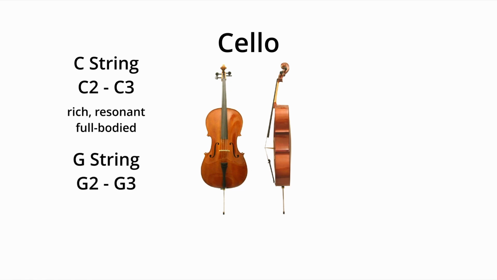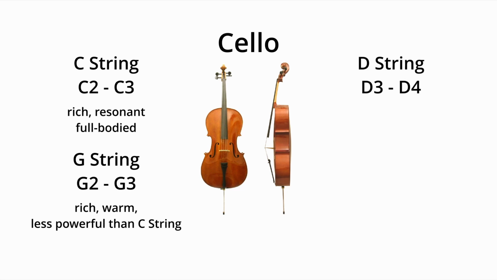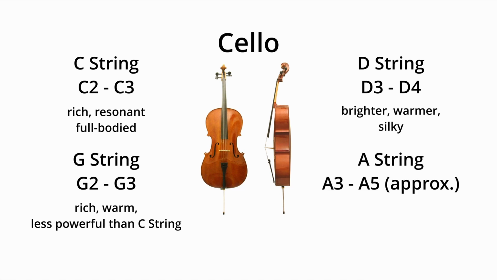The G string has a range from G2 to G3, and like the C string, is rich and warm in timbre, although less powerful. The D string has a range of D3 to D4, and is a bit brighter in timbre. It has a silky and intimate quality that makes it a prime choice for many lyrical melodies. Finally, the A string with a range from A3 to about A5 has a vibrant and brilliant quality. At higher dynamics, it is most capable of penetrating through the orchestral textures.